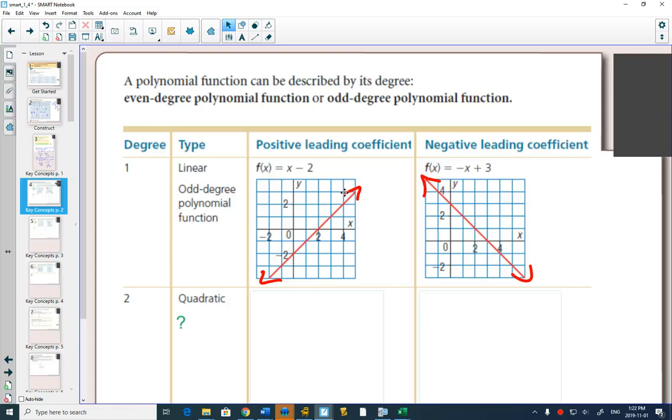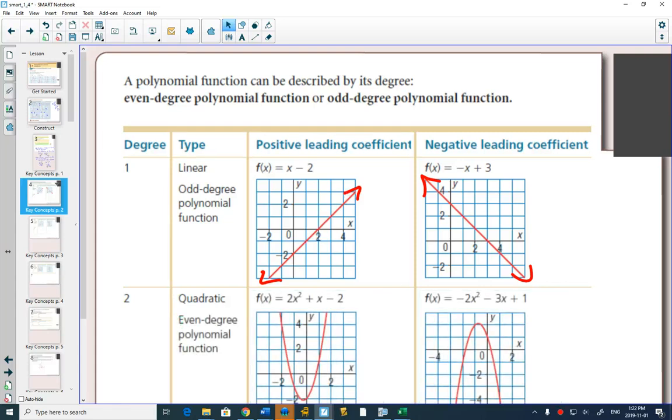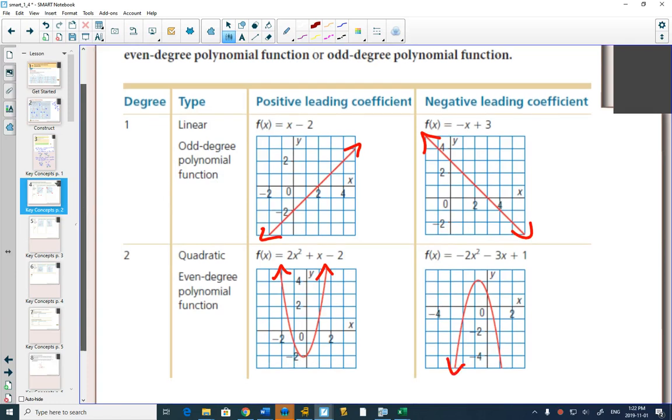Okay, quadratic, x squared graph, that's an even degree. Again, we know this already. If you have a positive leading coefficient, your parabola opens up. A negative leading coefficient, your parabola opens down.